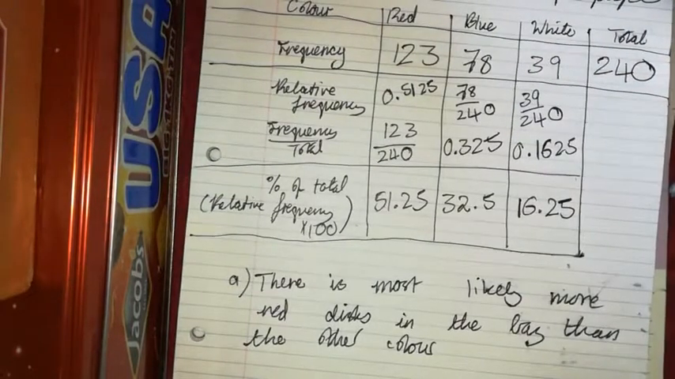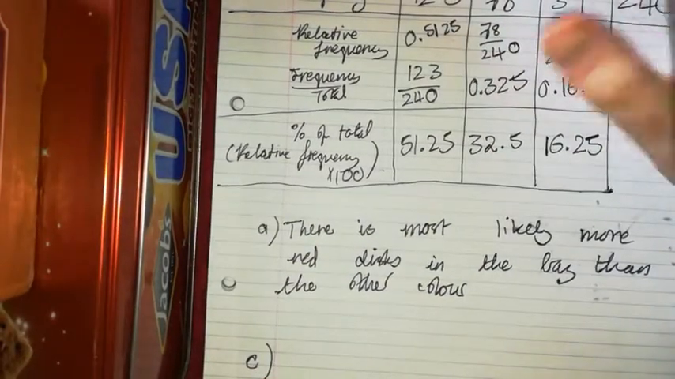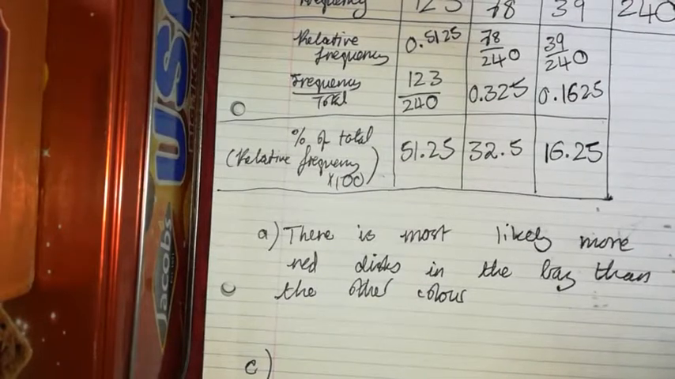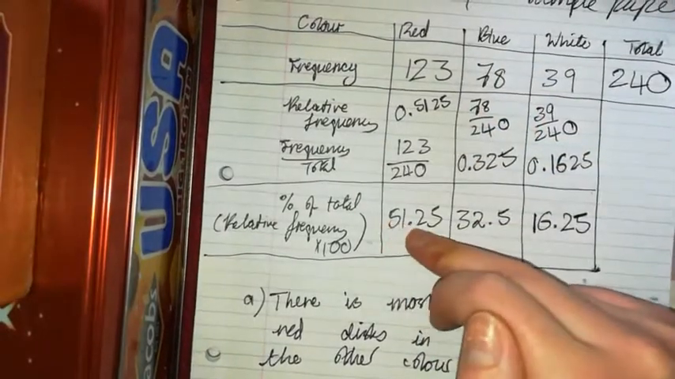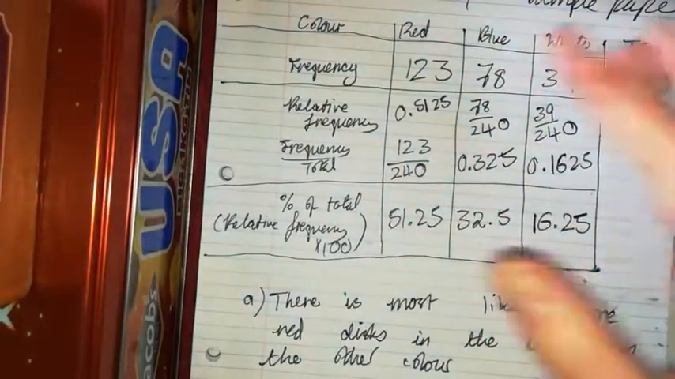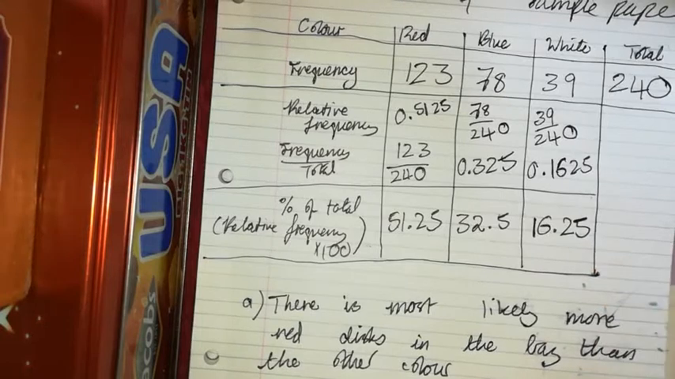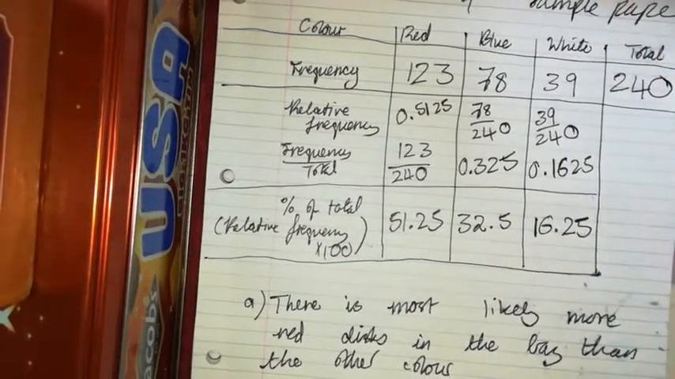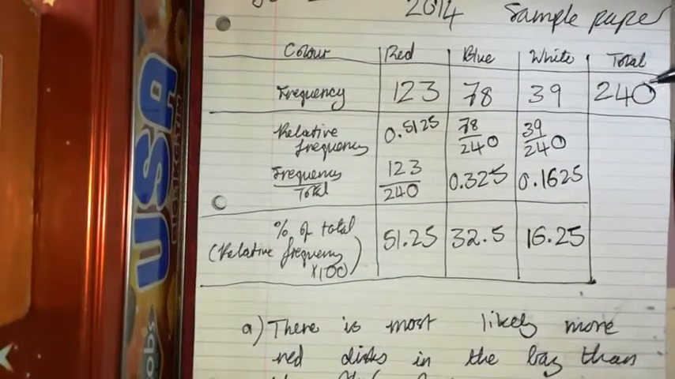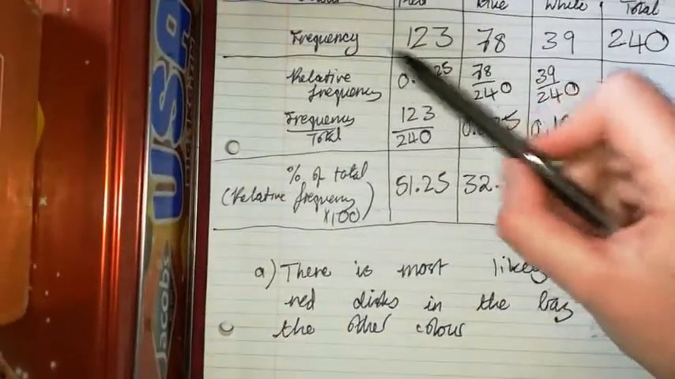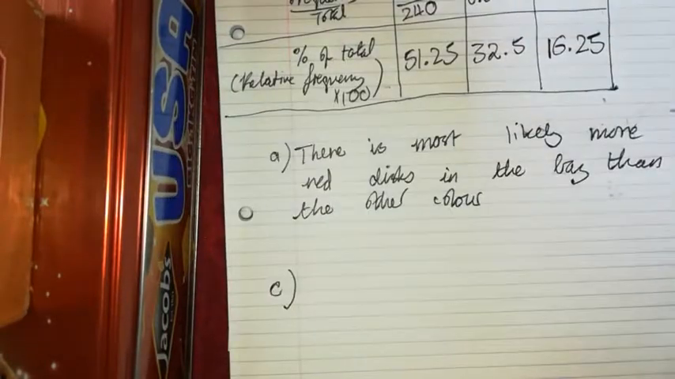And then it says, use the results from the table to estimate the probability. The relative frequency just says that in 240 times we take something out of the bag, 51.25% of the times it's going to be red, 32.5% of the time it's going to be blue, and 16.25% of the time it's going to be white. When we do a large number of trials, so we've repeated this 240 times, we can say that the relative frequency is pretty much going to be the probability that we're going to get a red out of the bag.